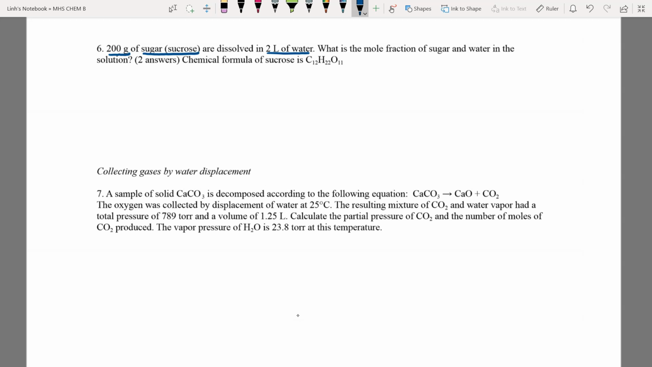They're asking for 2 mole fractions, so you know you have to have 2 answers. In order to get the mole fraction, you need to know the moles of sugar and the moles of water present in this container. First, I'm going to convert 200 grams of sugar to moles by using the molar mass. You can either calculate the molar mass yourself using the periodic table and the chemical formula, or you can look it up on Google, and it should give you roughly 342.3 grams of sugar per mole.